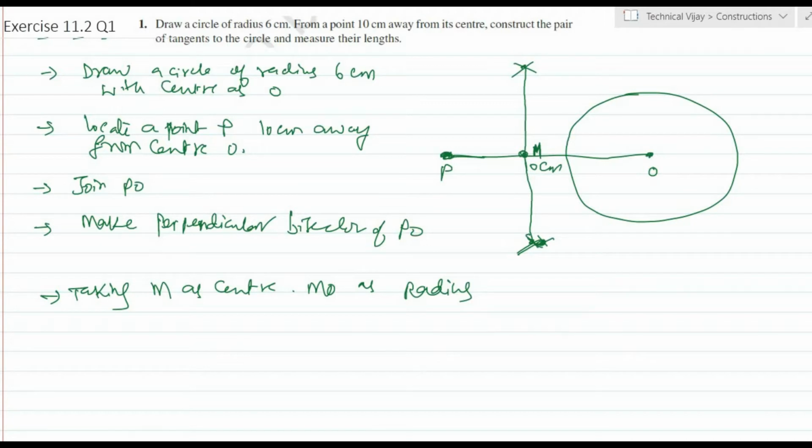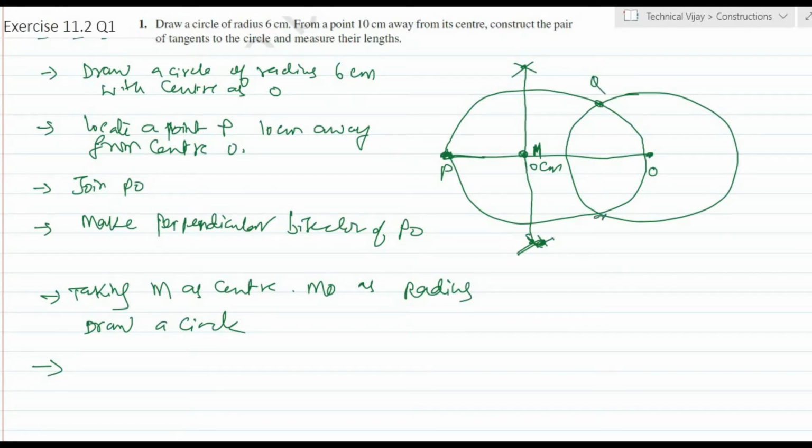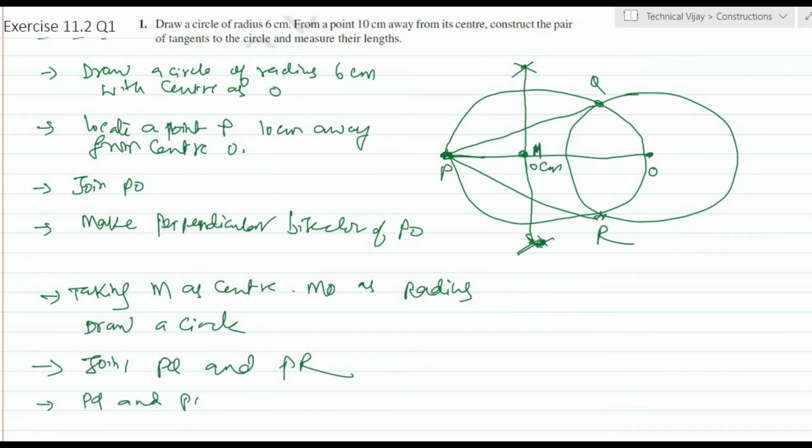Now taking M as center and MO as radius, we have to draw a circle. Circle will be like this. Taking M as center, MO as radius, draw a circle. Next, join PQ and PR, where Q and R are the points where the circle cuts the first circle. So join PQ and PR. These are the tangents. PQ and PR are the tangents.